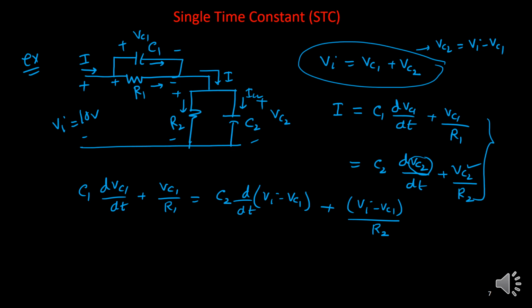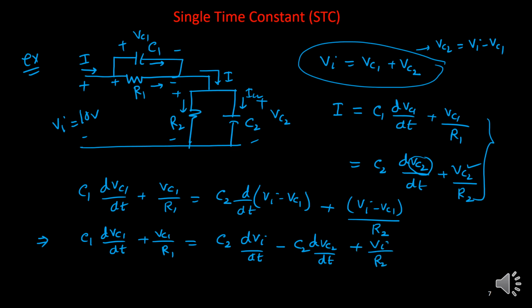So what is the order of this equation? That we need to find out. So this is your C1 dVC1/dt, it's fine. This is your VC1 by R1, it's okay. And this one I can write as C2 times dVi/dt minus C2 times dVC2/dt. If the input voltage is DC, then obviously it will become 0 here. I can break these things. Plus here also VI upon R2 minus VC1 upon R2.